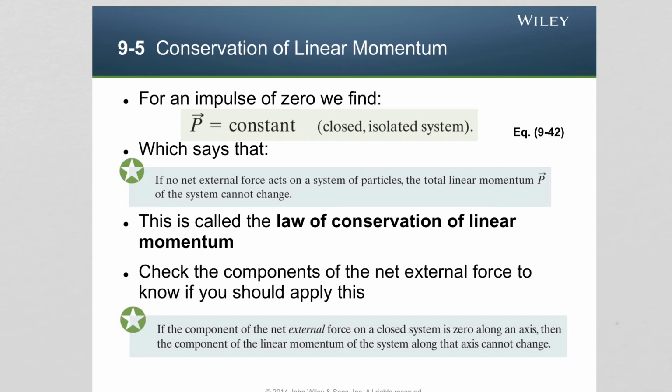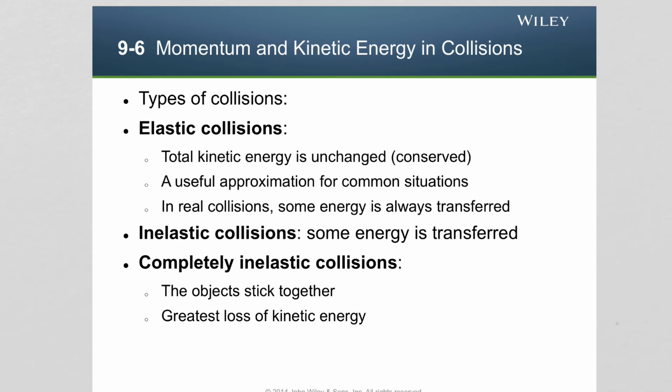In three-dimensional cases, you can also check the components of the net external force that is applied to a system. And so, if the component of the net external force on a closed system is 0 along an axis, then the component of the linear momentum of the system along that axis cannot change. So even though the net external force may not be 0, if a certain component of the net external force is 0, that means that the linear momentum of the system along that coordinate direction cannot change, or it doesn't change. Objects can undergo different types of collisions.